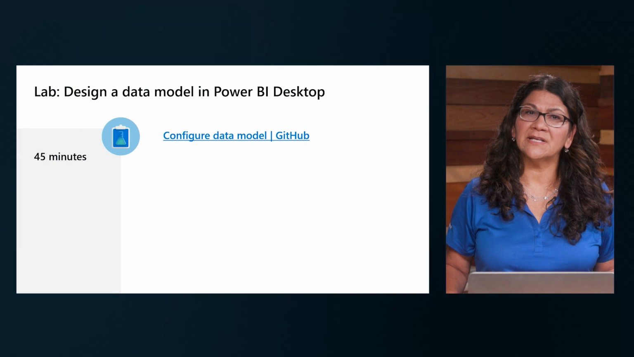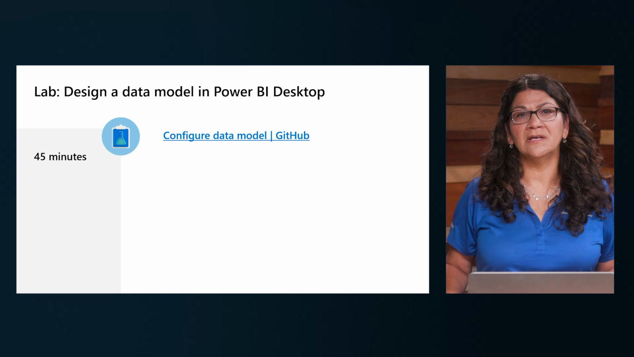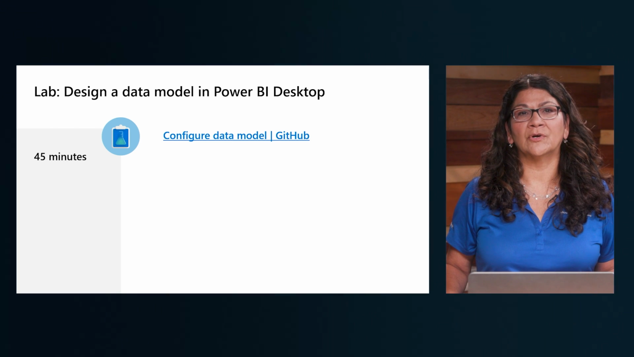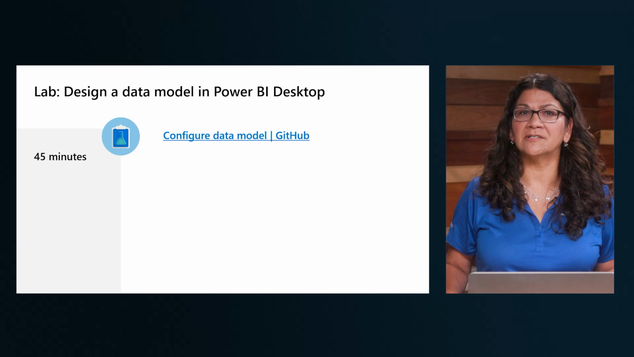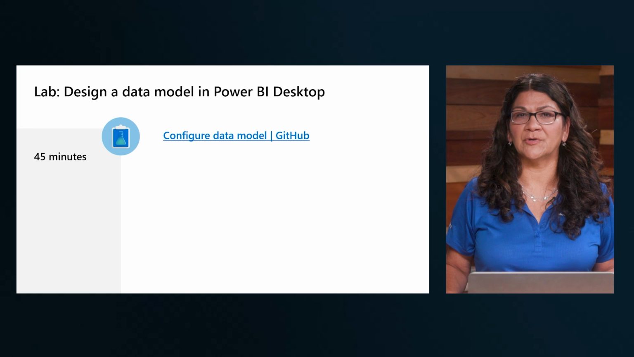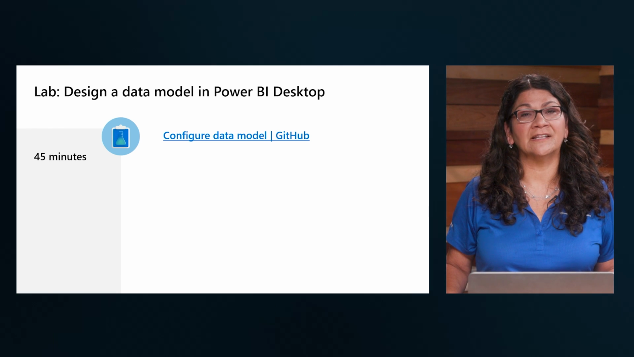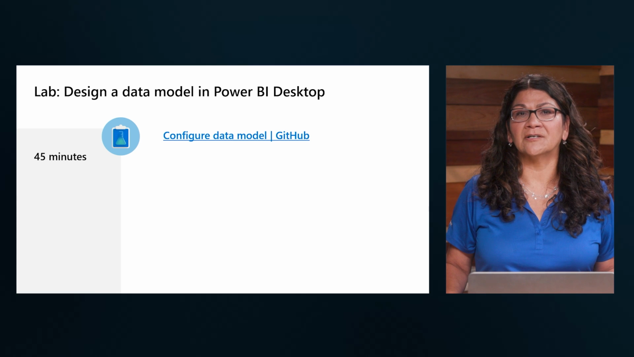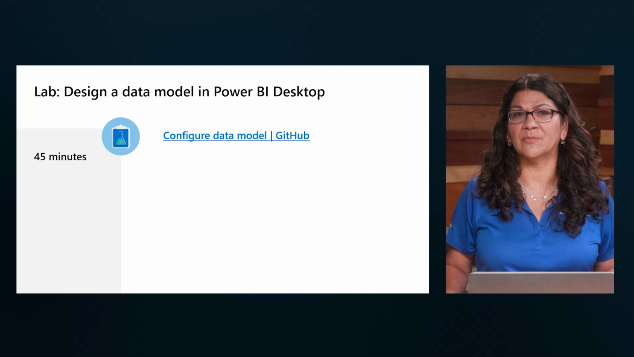You may want to complete the Design a Data Model in Power BI Desktop Lab. This is the lab where you develop your data model by creating relationships between your tables and then configure table and column properties to help improve its usability in the data model. Remember that you have access to the lab steps and the lab files in GitHub. You also don't have to complete the previous lab in order to do this lab.